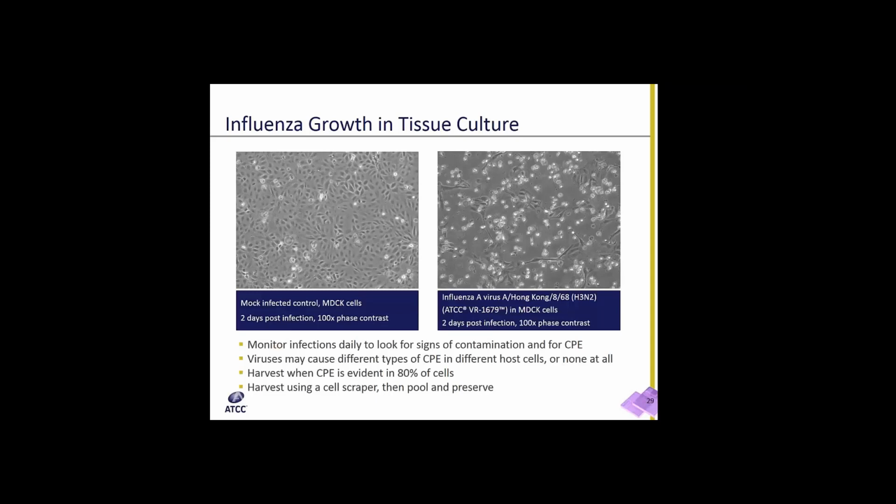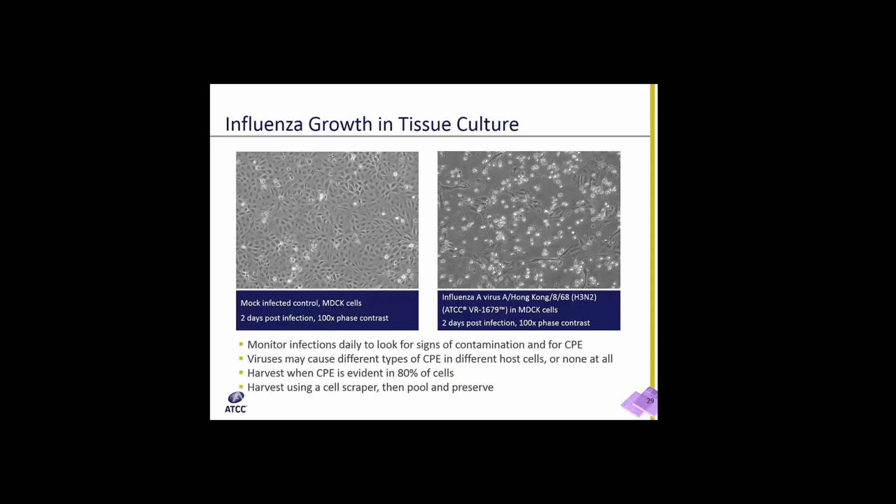Monitoring the infection and the mock infected control daily is important in order to recognize early cytopathic effect. Some of the cytopathic effects, or CPE, are very subtle, so it's really important to compare it to your mock or negative control. Harvest when CPE is evident in approximately 80% of the flask. Here is shown a picture of CPE caused by influenza A in MDCK cells. It causes refractile rounding, where cells appear shiny and detach from the monolayer.